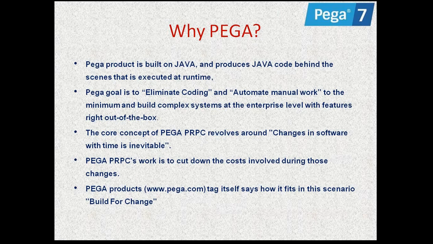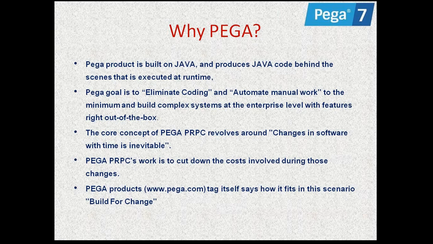The main goal of Pega is to eliminate the coding and automate the manual work to the minimum, and build complex applications at enterprise level with the features right out of the box. That is the main goal. From the start, Pega has been working to eliminate the code in the design process, and they are successful in this.